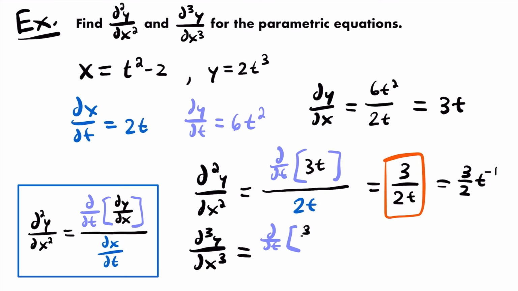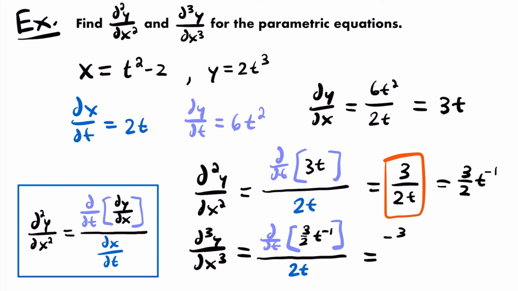And so we'll have 3 halves times t to the negative first power. That's our second derivative that we want to take the derivative of with respect to t. And then we're still going to be dividing by that same denominator of dx dt, which is still 2t. So we'll have 2t in the denominator. All right, and so now if we simplify, this will be equal to the derivative with respect to t of this second derivative. We'll multiply that exponent down and subtract 1 from the exponent.